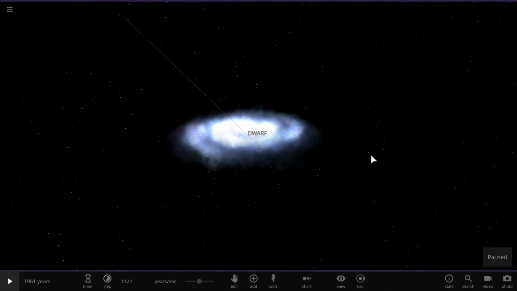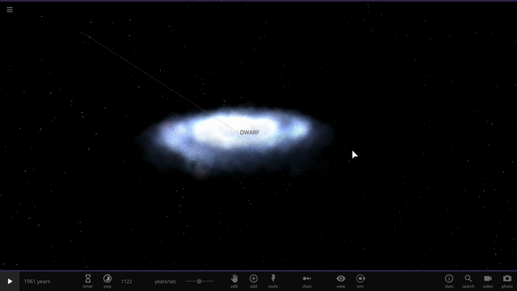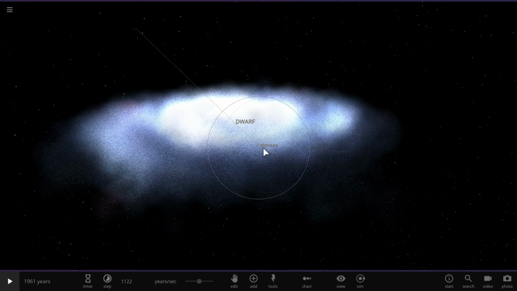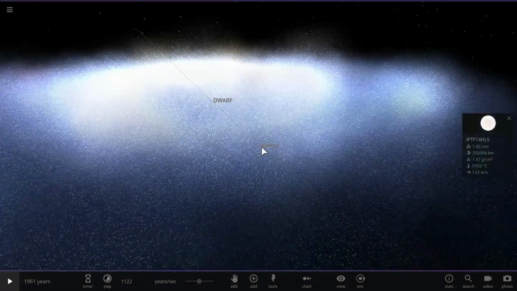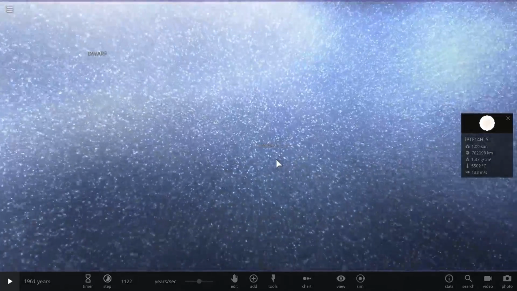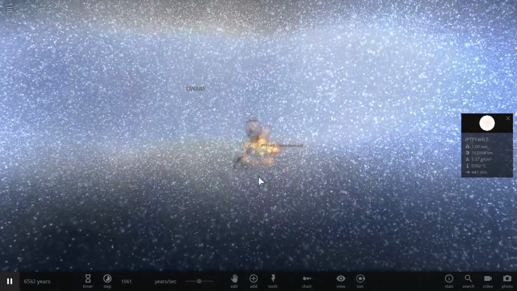So imagine for a second, the year is 1950-ish, and we're basically looking at this galaxy, a dwarf galaxy, relatively far away from us. We're looking at the region that we have a name for. It's called IPTF-14HLS. And what do we see there? Well, we actually see what seems to be a supernova.